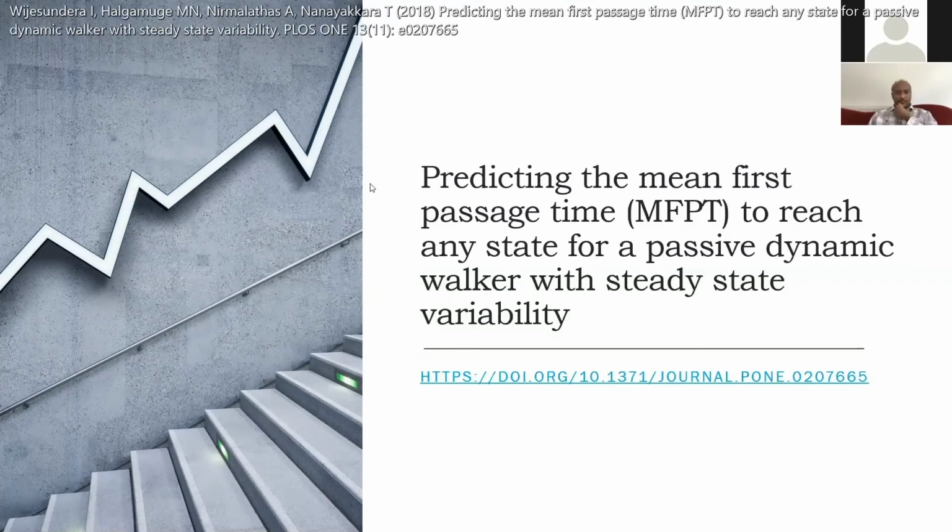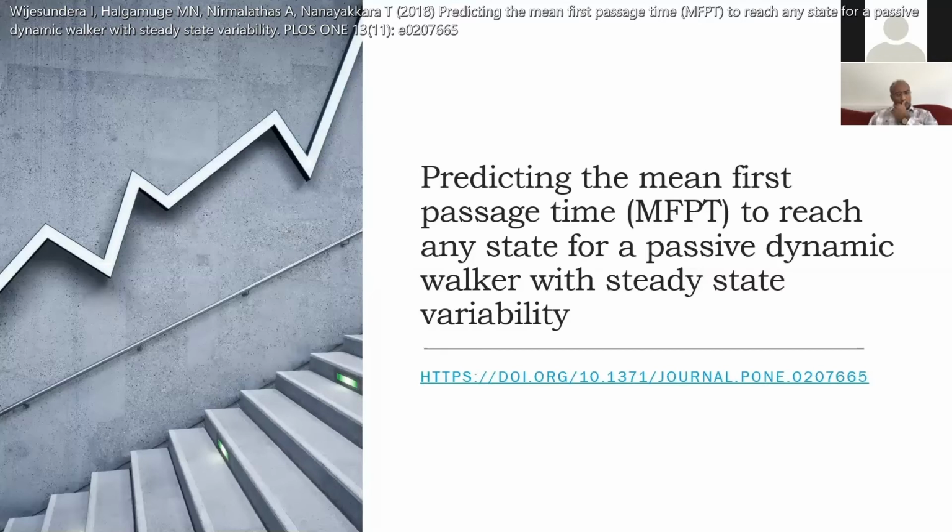Passive dynamic walkers, as the name suggests, ideally do not need any external actuation to continue their walk indefinitely, but in reality, they show steady state variability, which adds stochasticity to their dynamics. So this paper that we're discussing today addresses how we can measure this in terms of mean first passage time for the system to reach various states within state space.